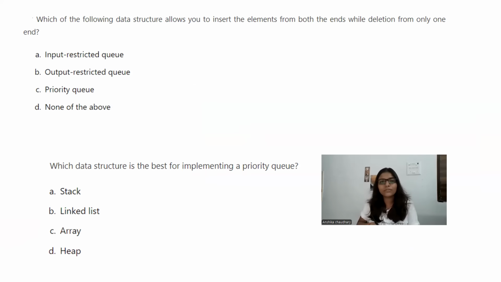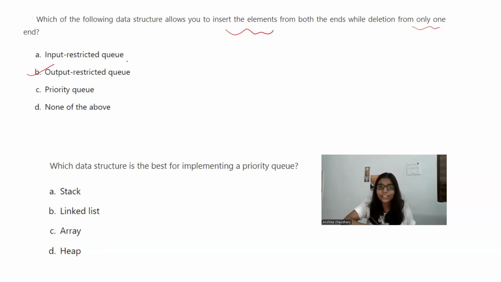So the next question is, which of the following data structures allows you to insert the elements from both the ends while deletion from only one end? So there is some kind of a specific queue, and this queue is called output restricted queue. And what is the feature of this queue? This queue will allow you to insert the elements from both the ends, from the front end as well as from the rear end. But you can delete the element from the front end only. In this question it is written that only one end, but the actual thing is you can delete the element from the front end only but not from the rear end.